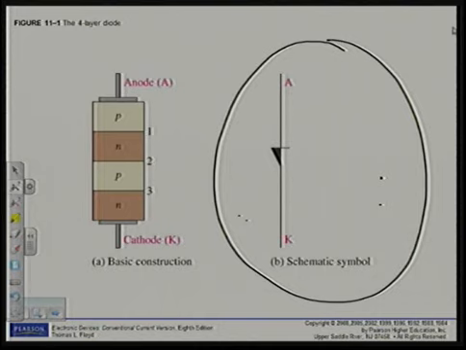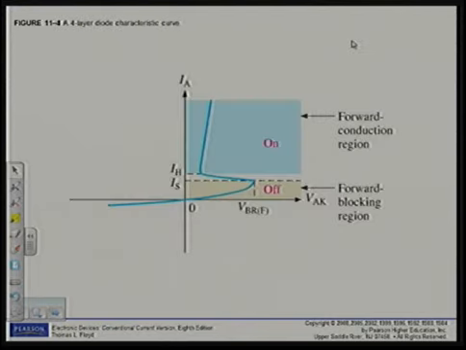Alright, how does this device work? What you should know is the 4-layer diode's characteristic curve on page 555. Let's have a look quickly at the characteristic curve, and please, if you are asked to draw this characteristic curve, remember that it must be fully labeled to get all the marks that you should get for the question.